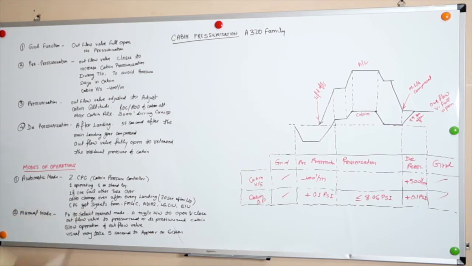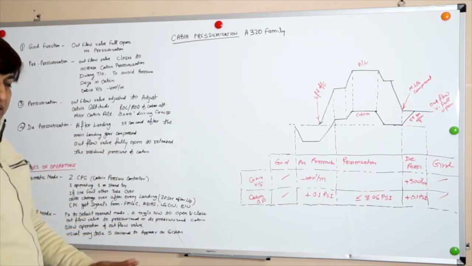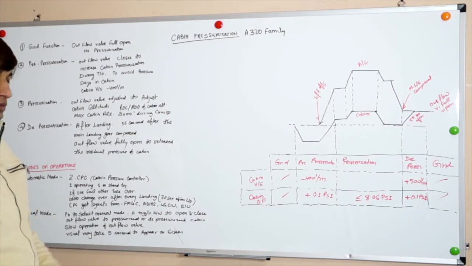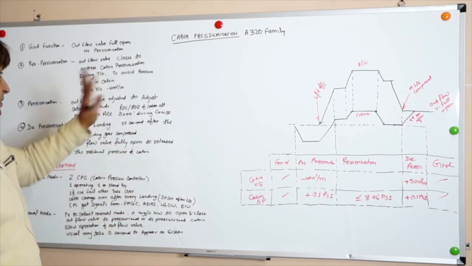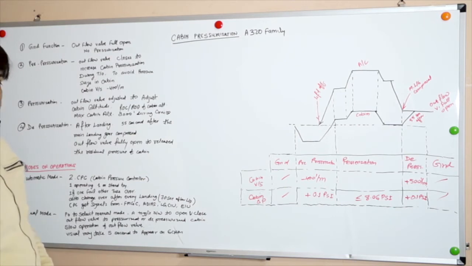So these are the functions, and there is some drawback also in the manual mode. In the manual mode, the outflow valve will operate slowly, and its visual can take 5 seconds to appear on the ECAM. That ECAM indication of the outflow valve may be delayed or may lag in showing what is going to happen. Okay, so this is just an outline of the pressurization system. We will discuss it in detail also.